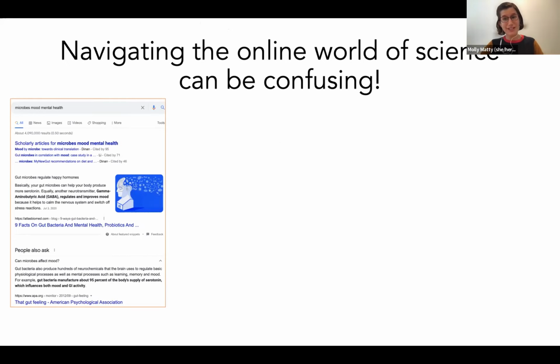Yeah, science jargon is definitely intimidating. There's a few other issues that go beyond the scope of what I can talk about today, meaning maybe paywalls or inaccessibility. But I know that when I go onto Google and I type in things like microbes, mood, mental health, I usually get this first little bit that says scholarly articles. And that's usually where I go.